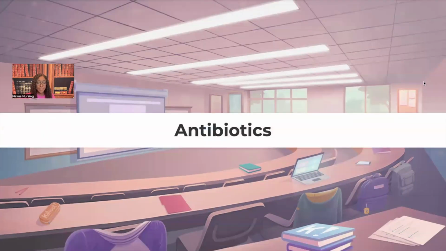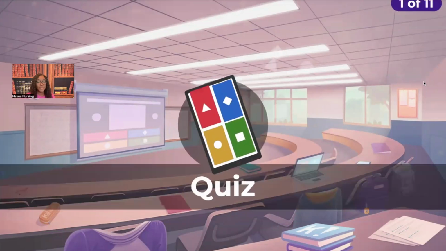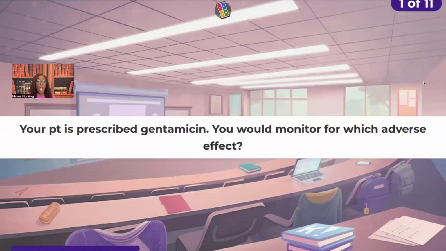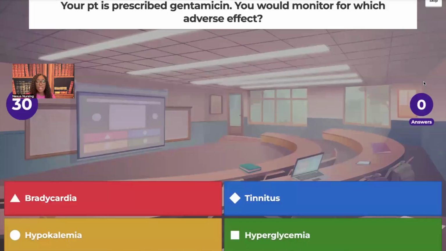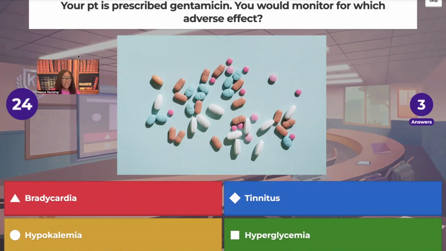Antibiotics. All right, first question. Your patient is prescribed gentamicin. You'd monitor for which adverse effect? Bradycardia, tinnitus, hypokalemia, hyperglycemia. Your patient's prescribed gentamicin. Which adverse effect would you be monitoring this patient for?